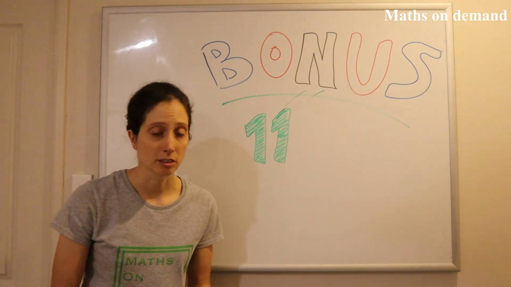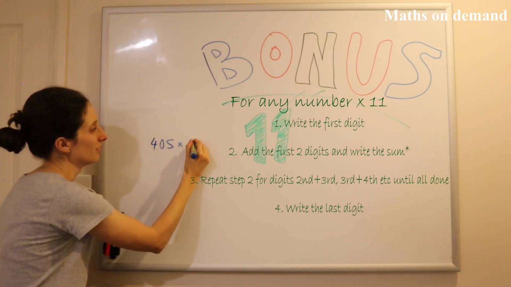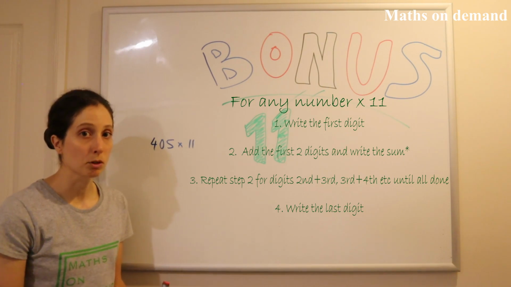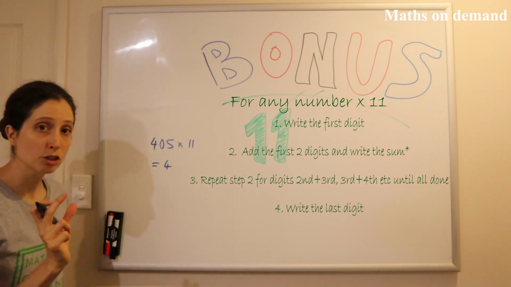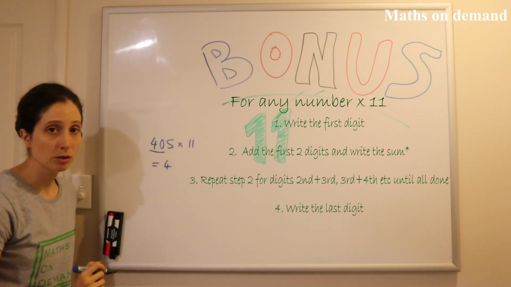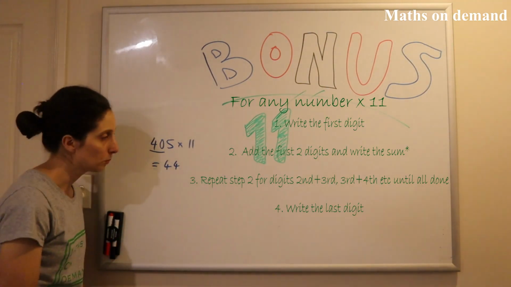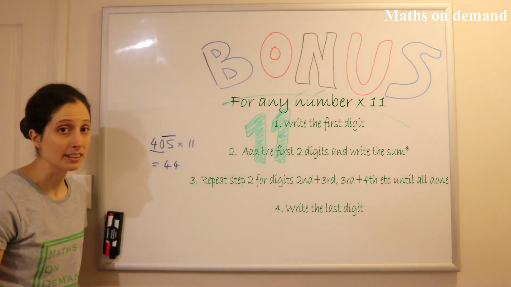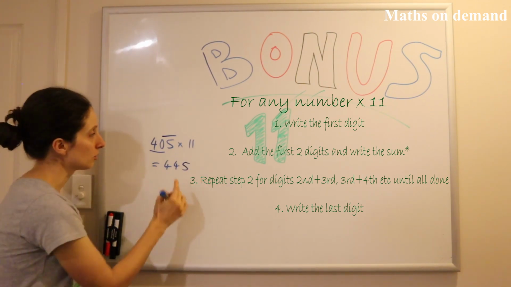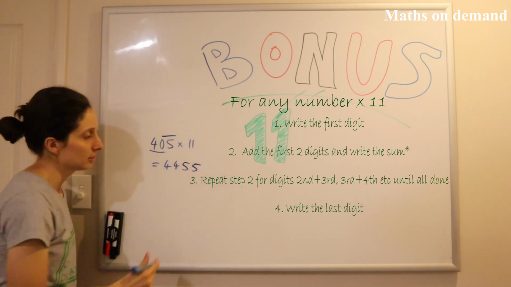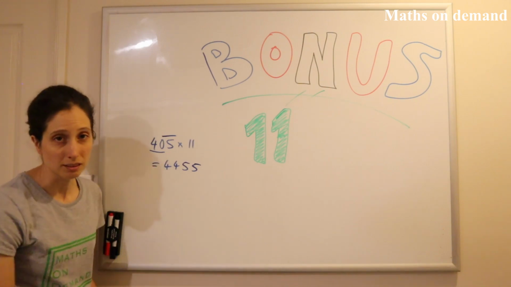Now let's do one with 3 digits. 405 times 11. We'll use the same process. Write the first digit, add the first 2 digits, so 4 and 0 is 4. Now you need to add the second and third digit, which is 0 plus 5 in this example. 0 plus 5 is just 5, and then we write the last digit, which is 5. So our answer is 4,455. That was a pretty easy one because 0 was in the middle.